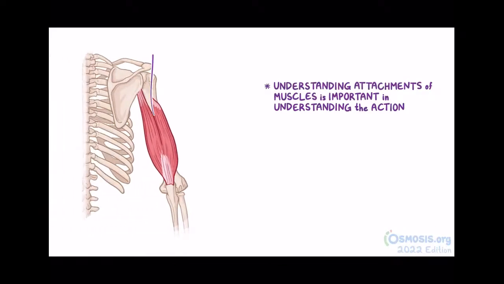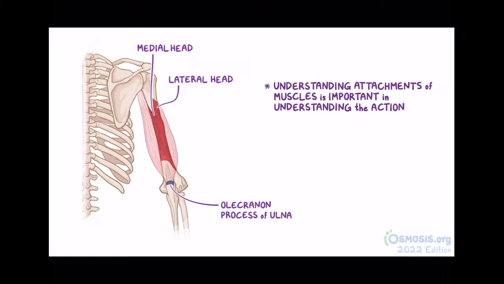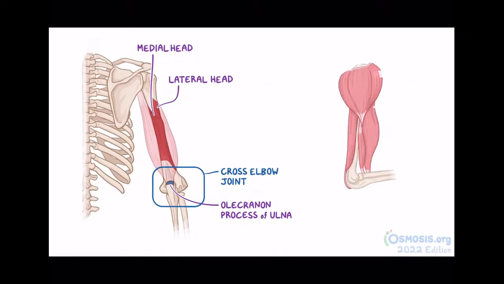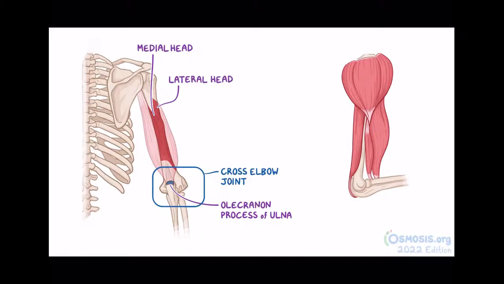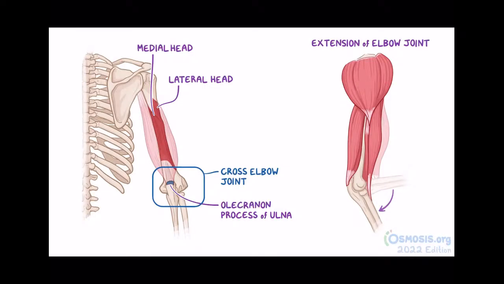Now, understanding the attachments of muscles is important in understanding the action a particular muscle may have. For example, the medial and lateral heads of the triceps brachii originate on the posterior aspect of the humerus and insert onto the olecranon process of the ulna, meaning they cross the elbow posteriorly. So, when they contract, the muscle bellies shorten to pull the insertion, or distal attachment, towards the origin, or proximal attachment, which in this case produces extension of the elbow joint.